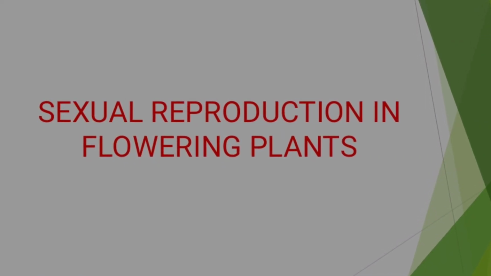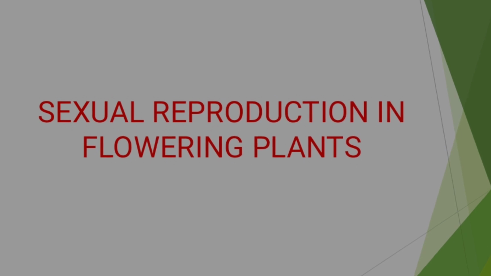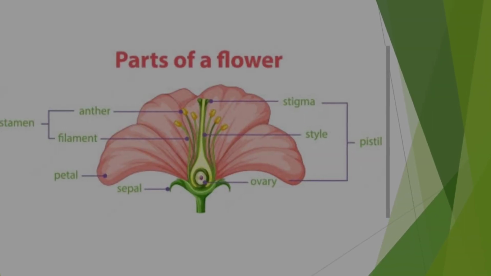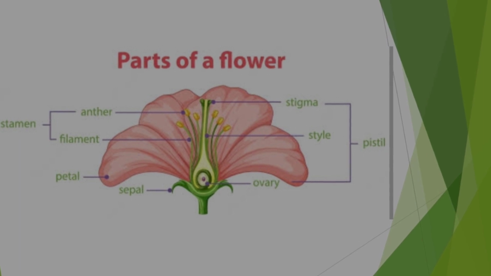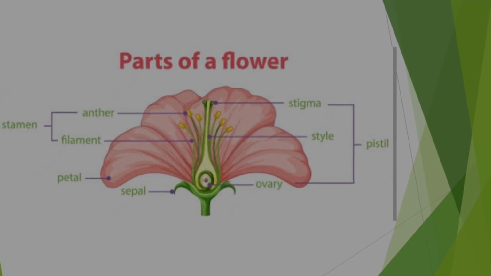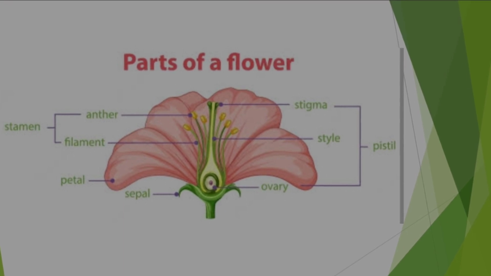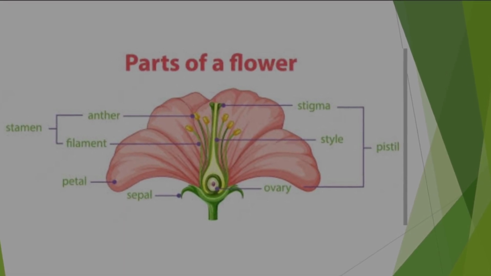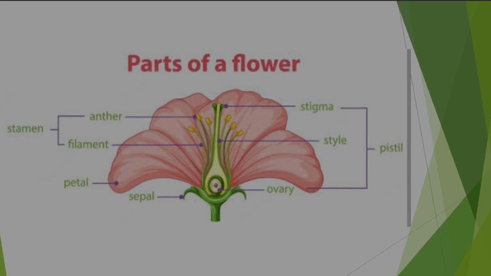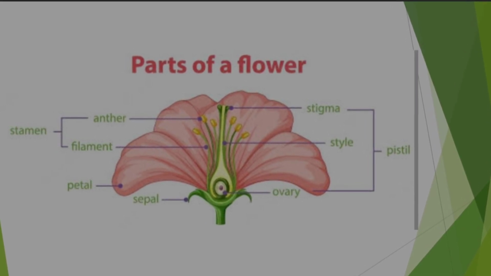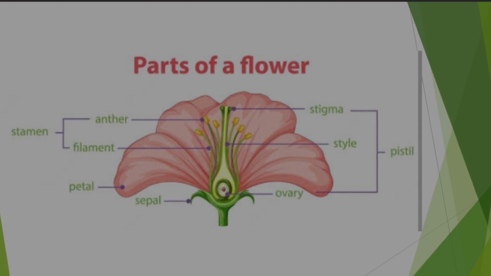Today we are discussing the chapter Sexual Reproduction in Flowering Plants. Parts of a flower. The parts of a flower are sepal, petal, then androecium and gynoecium. Androecium consists of anther and filament, together called stamen, and gynoecium consists of stigma, style and ovary, also called pistil or carpel.